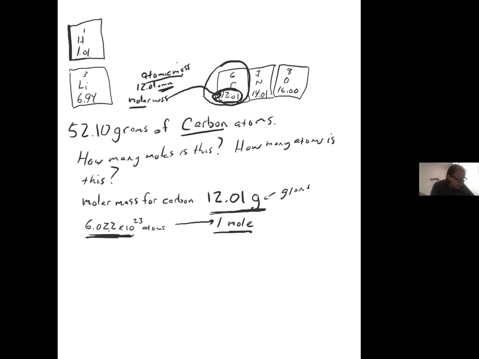Okay. So imagine you've got this large number of atoms of carbon, 6.02 times 10 to the 23rd. That's one mole. That's what a mole is. If you have that many, you now know how much it weighs: 12.01 grams. Okay. So that ends up being very practical for us.